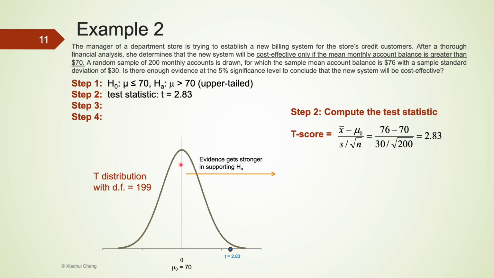I draw a bell curve here. Note this time, this is not a z-curve. It is a t-curve, with degrees of freedom of 199, which comes from the sample size minus 1. That's 200 minus 1, 199. I also label the t-score equal to 2.83 on this curve. Right in the center is a t-score of 0. Our test statistic, the evidence from the data, is 2.83.